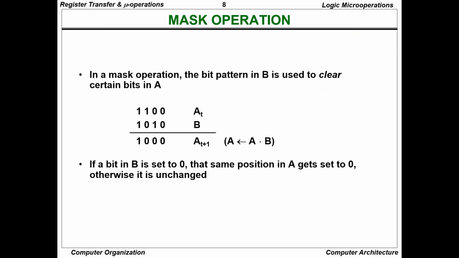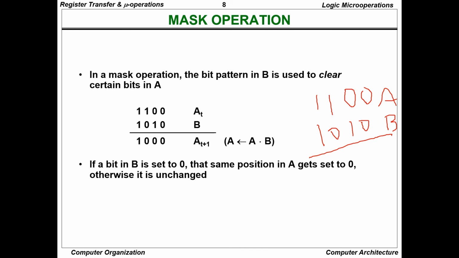And coming to mask operation, in a mask operation, the bit pattern in B is used to clear certain bits in A. Okay, so see the second point here. If a bit in B is set to 0, that same position in A gets set to 0. For example, if B has 0, then the same position in A gets set to 0. Otherwise, it is unchanged. So let's take a value here, 1 1 0 0 for A, and 1 0 1 0 for B, right? So what's the point here?